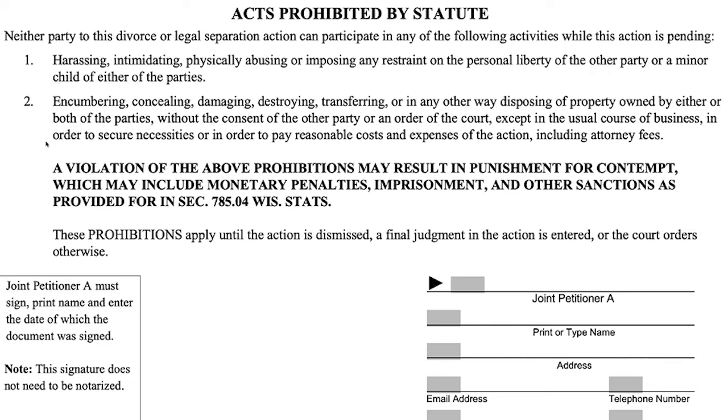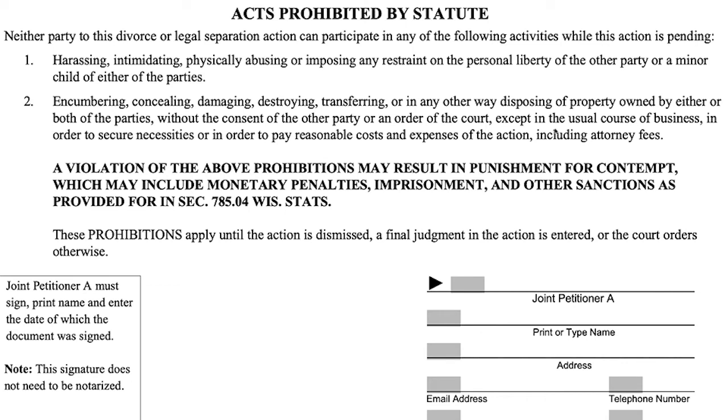Second is more financial. You can't encumber, conceal, damage, destroy, transfer, or in any other way dispose of property owned by either or both of the parties. You're still married. You might have access to your spouse's checking account or be an authorized signatory. You might sell something that you purchased during the marriage and then give the proceeds to your parents to hold on to for you until you end up getting divorced. That kind of thing. You can't conceal or transfer or do anything with any marital property because it's involved in the divorce and it needs to be divided up going through the court.